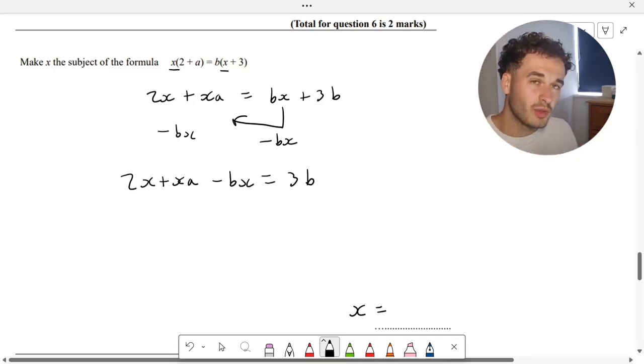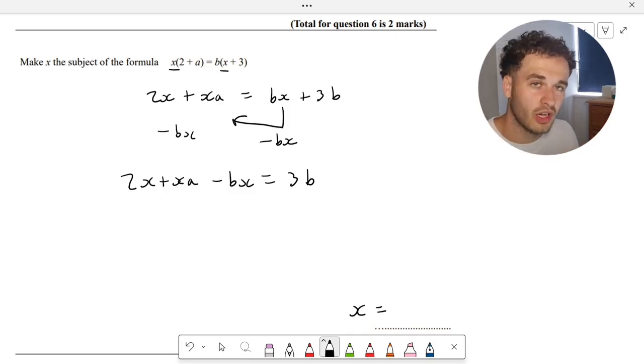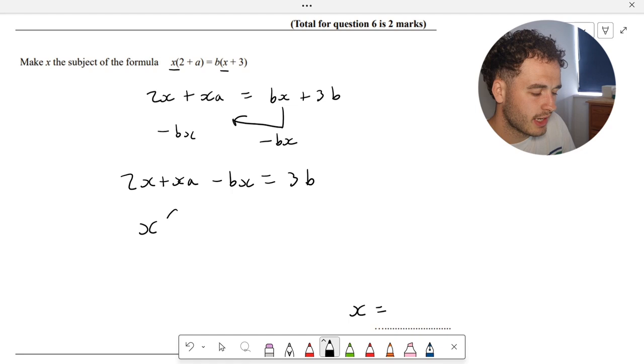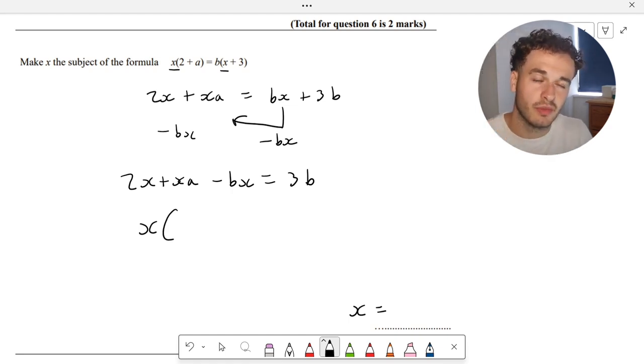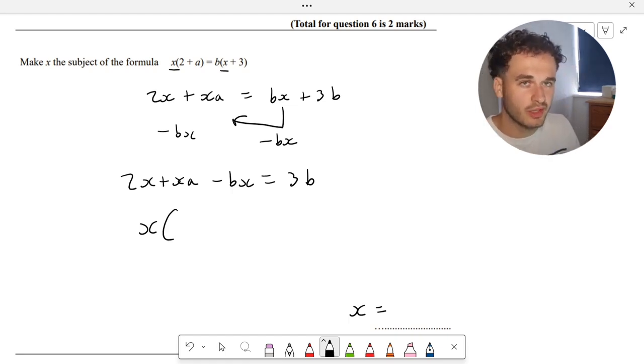Okay? So now you're looking at this thinking, what on earth is going on? How do we get x by itself? There's a little trick that we need to do here. And as you're a higher student, hopefully you understand what's going on. We can factorize out the x. I will make a separate video on factorizing as well. Don't worry if you don't quite understand this.